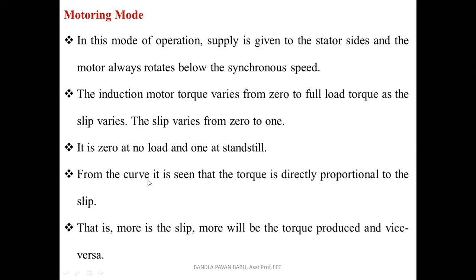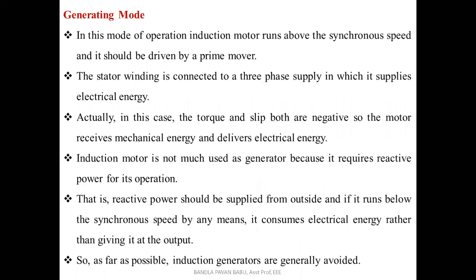Okay. From the curve, it is seen that the torque is directly proportional to the slip. So earlier we have seen the equation, right? Under the low slip region, T is proportional to S. So the more the slip, the more torque is produced, and vice versa. If slip is more, obviously the torque will be more because it has a linear relationship. So this is the motoring mode which we actually require.